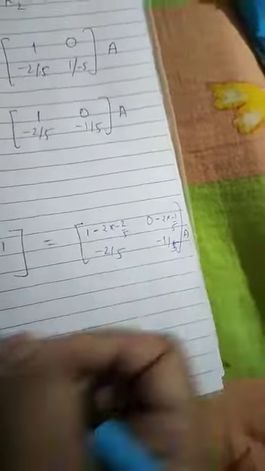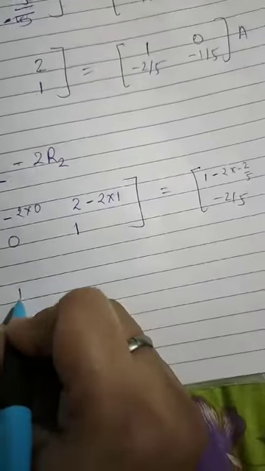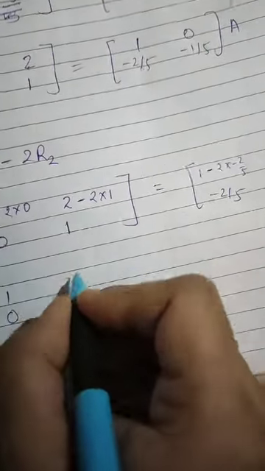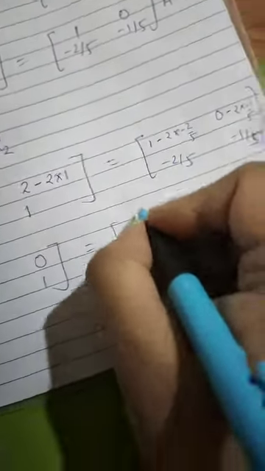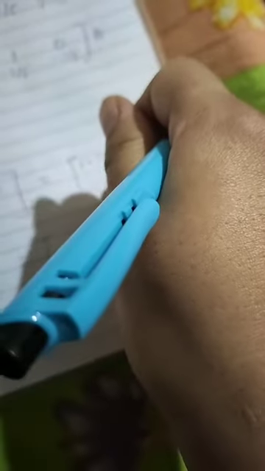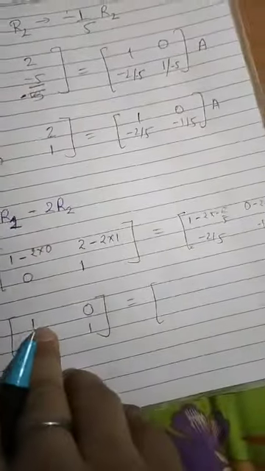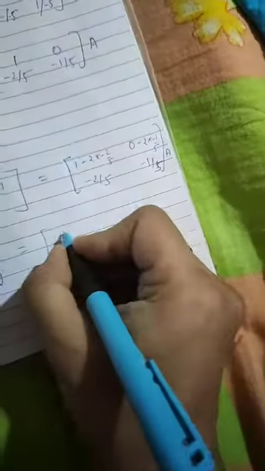Now solve this all. 2 into 0 is 0 only, so we get 1 0, and 2 minus 2 is 0, 1. We got the identity here. Now we only have to solve this other side, and we get the identity matrix. You have to write this answer also. So minus minus plus, it becomes 4 by 5 plus 4 by 5, and we have to take the LCM. After taking the LCM, we get 1 by 5.